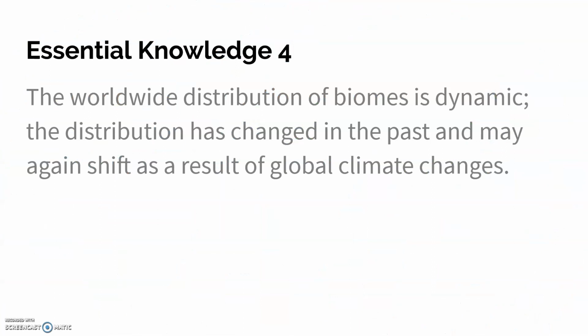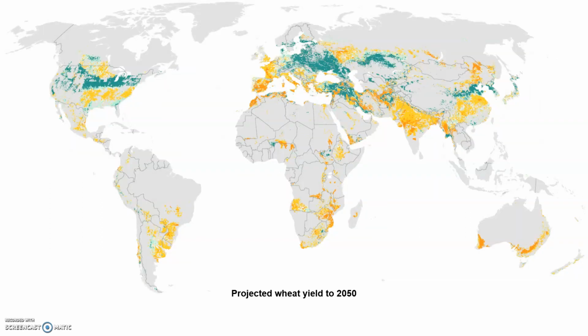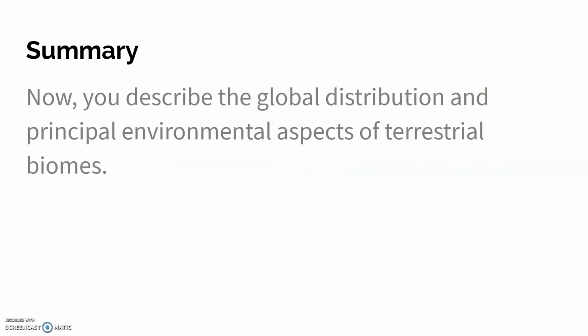The reason this is important to know is because the location of those biomes is very dynamic. The distribution has changed in the past, and we're also seeing that change in our future projections because of climate change. This is an issue because certain places that are really used to a certain type of crop now have to learn how to grow different types of crops that are more suited to their environment, in order to keep up with economic demand but also be able to feed their countries. So, all right, that is all.